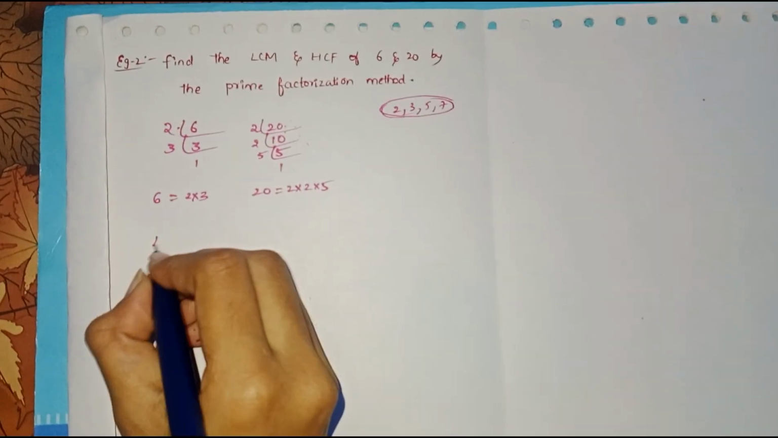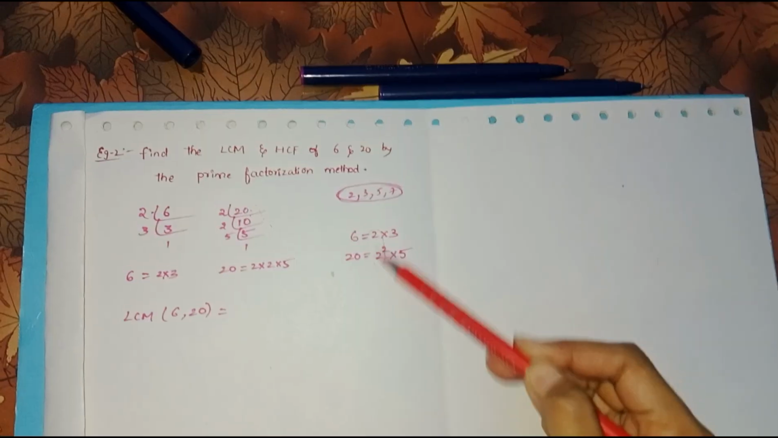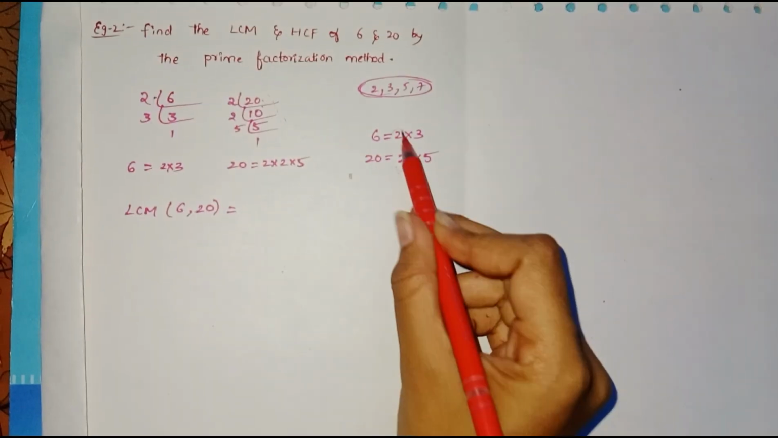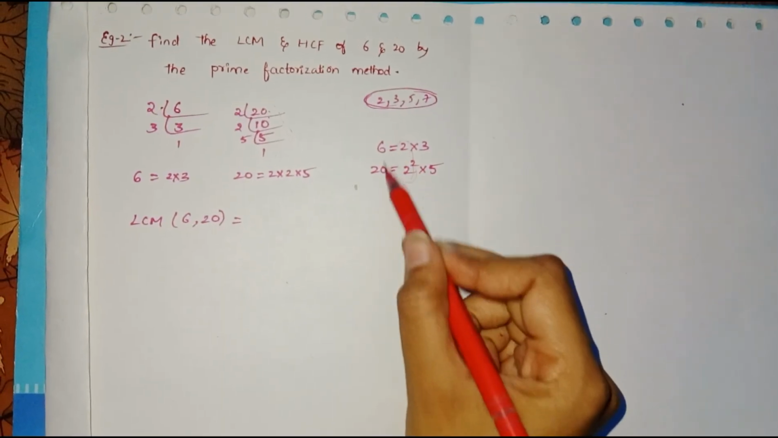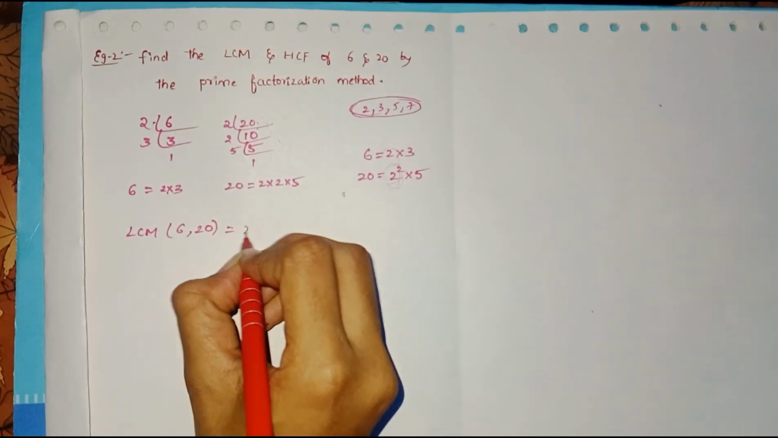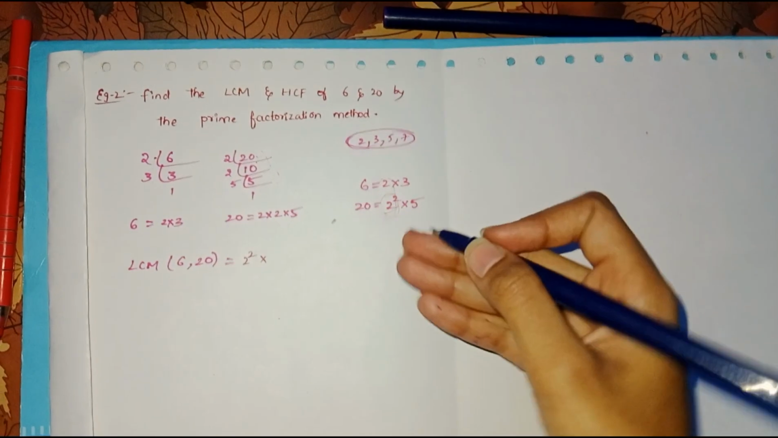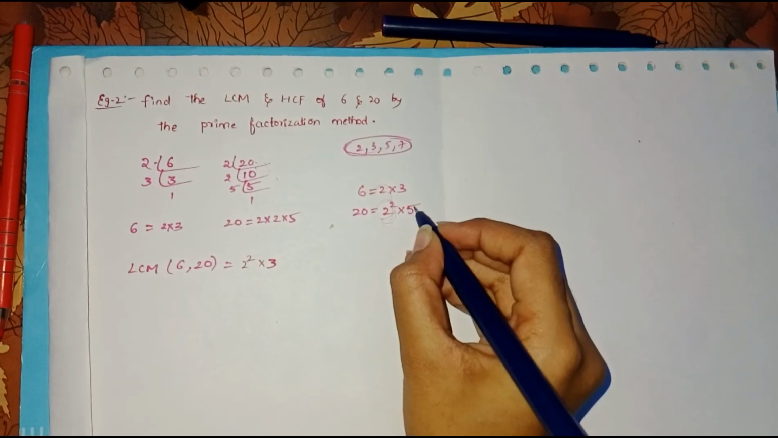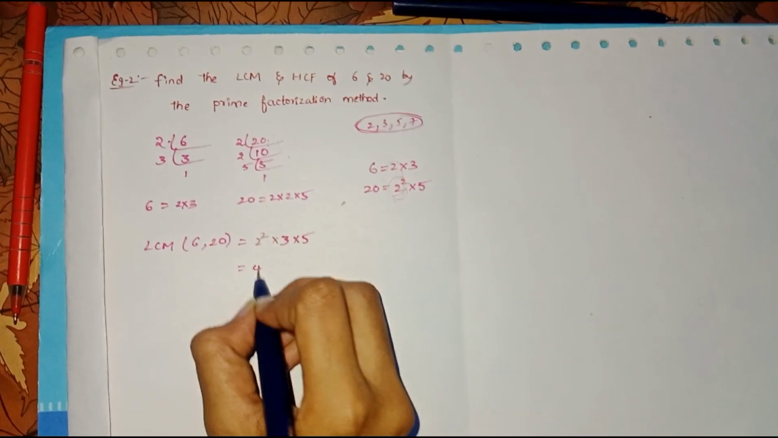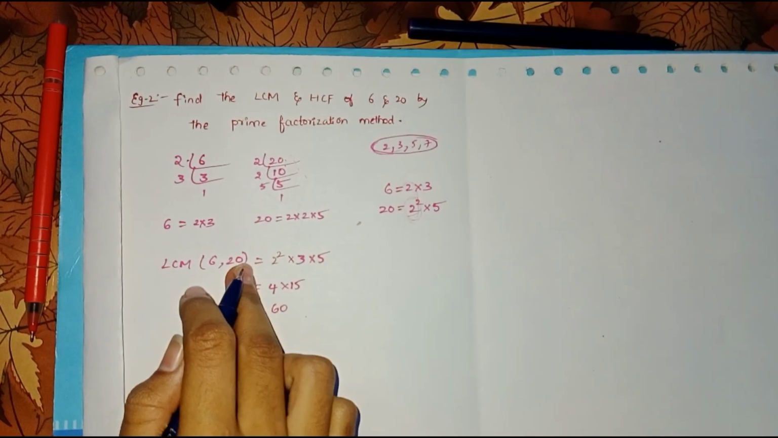And then find the LCM for 6 and 20. LCM means the common and uncommon prime factors of both numbers with the greatest power. Among these, 2 is common in the prime factors of both numbers. 2 square is the greatest power, so put 2 square. Next, 3 power 1 is the greatest power, so put 3. Next, 5 is the greatest factor among these numbers, so put 5. 2 square is 4, 3 into 5 is 15, 15 times 4 is 60. 60 is the LCM for 6 and 20.